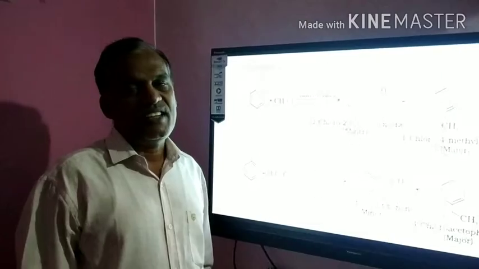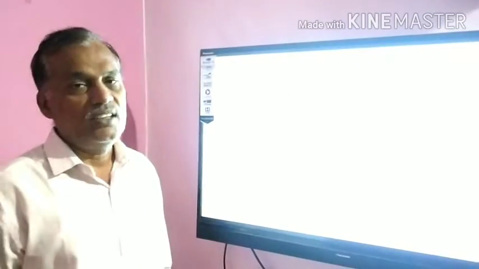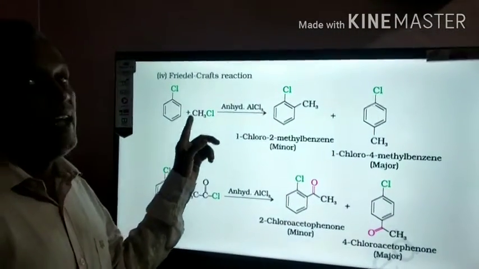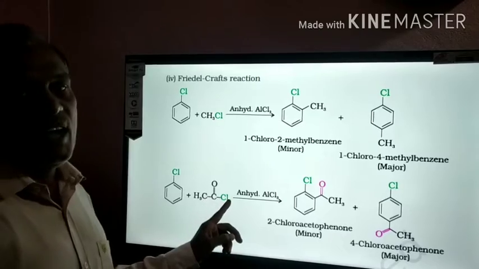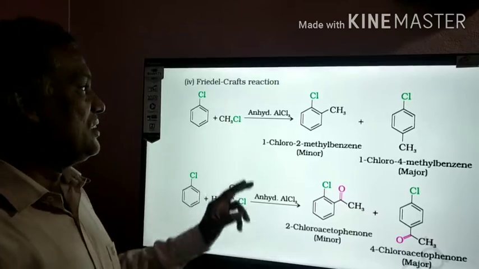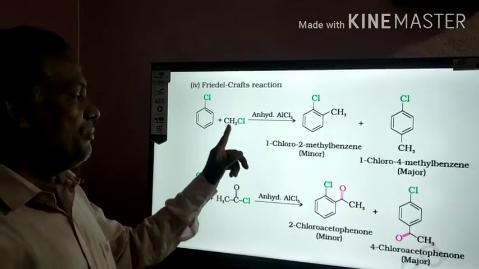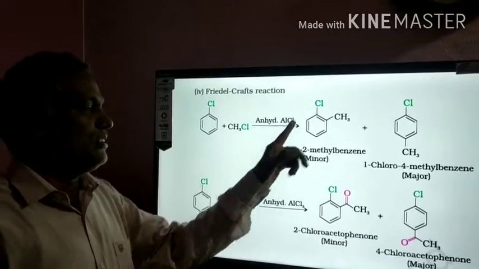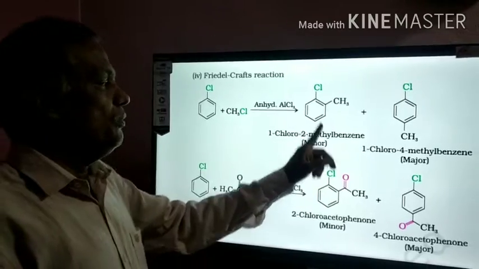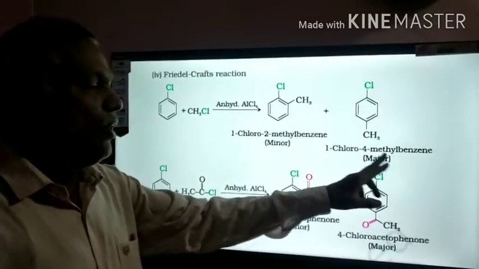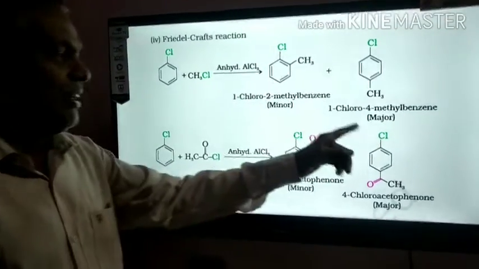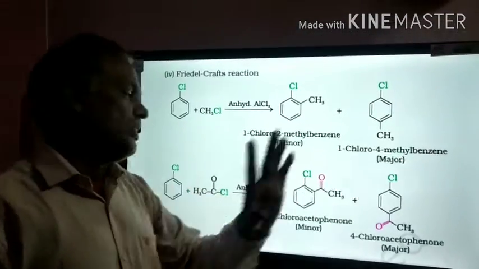Now Friedel-Crafts reactions. There are two types. If you use an alkyl halide, it is called Friedel-Crafts alkylation. If you use an acid chloride, it is called acylation. Friedel-Crafts alkylation means using an alkyl halide in the presence of aluminum chloride. It gives 1-chloro-2-methylbenzene and 1-chloro-4-methylbenzene. In these two, which will be the major product? Because of symmetry, 1-chloro-4-methylbenzene is the major product.